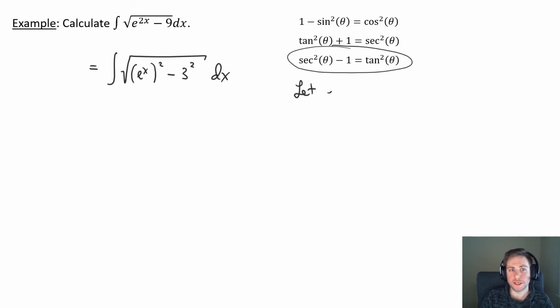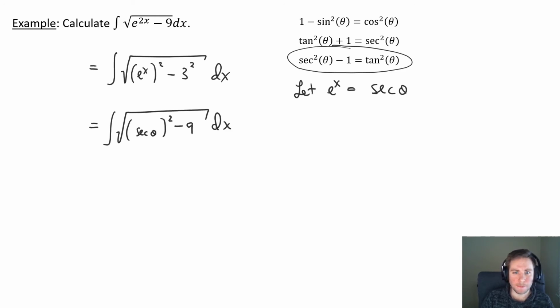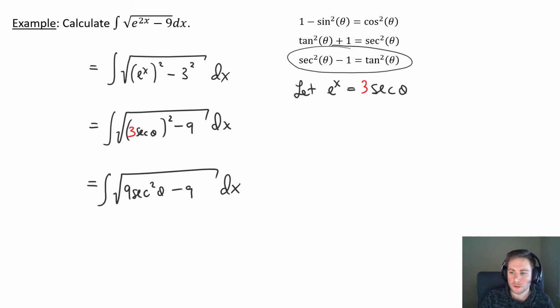So as a start, we can let e to the x equal secant of theta, because that provides us with sec squared minus 9 under the square root. But what we want is sec squared minus 1. So we need to modify our substitution in a way that allows us to factor out the 9. So let's instead make this 3 sec theta, because that 3 would then get squared, which would allow us to factor out the 9 as desired. So after doing that, we are left with sec squared minus 1, so our identity can be applied.